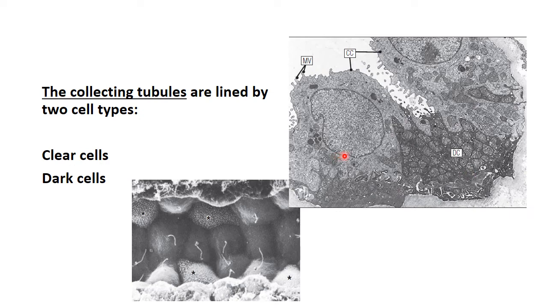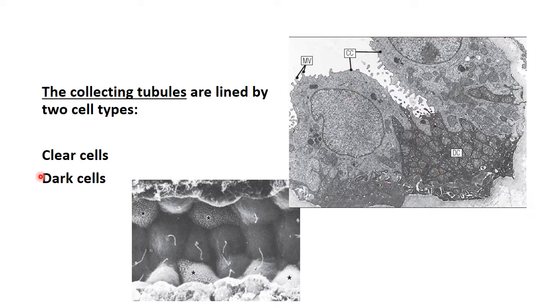These cells, the clear cells, have abundant water channels in their plasma membrane, which means that they have an abundance of the protein aquaporin that is responsible for the transport of water from the lumen of the collecting duct, where it will then be absorbed to the renal interstitium.